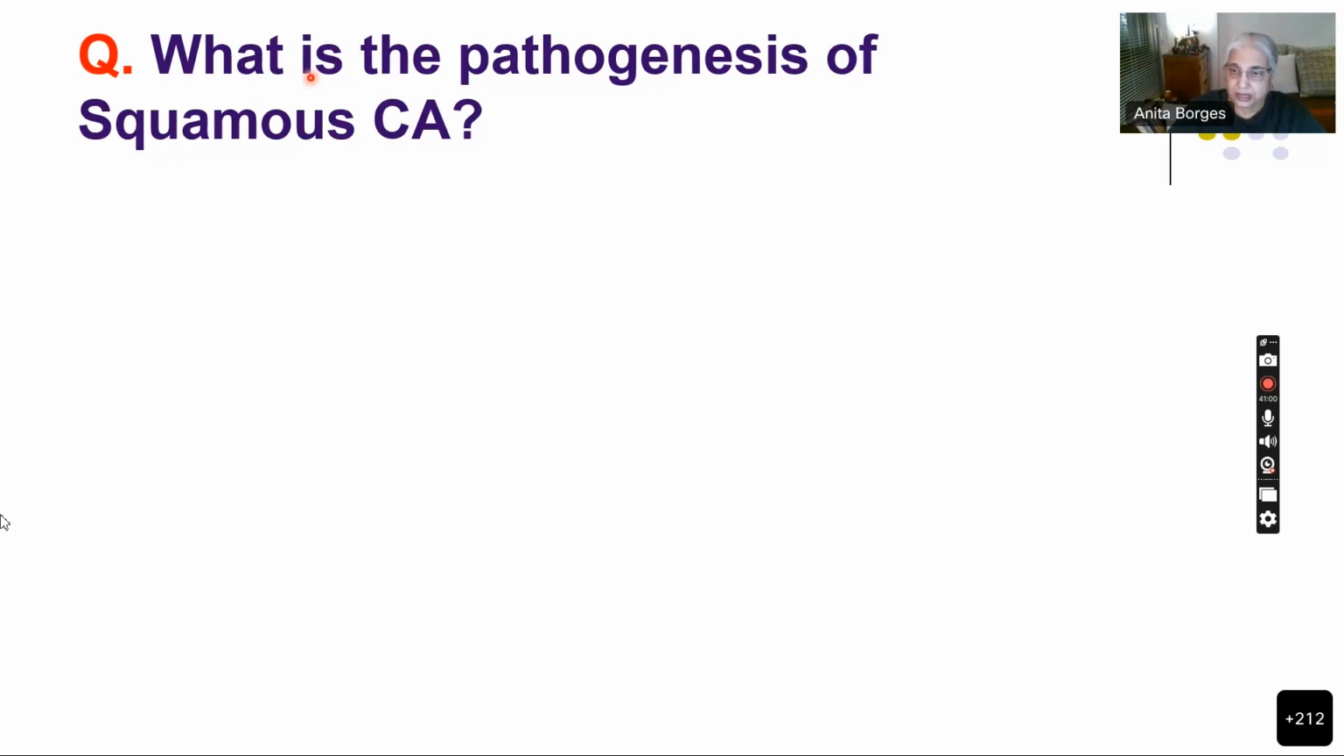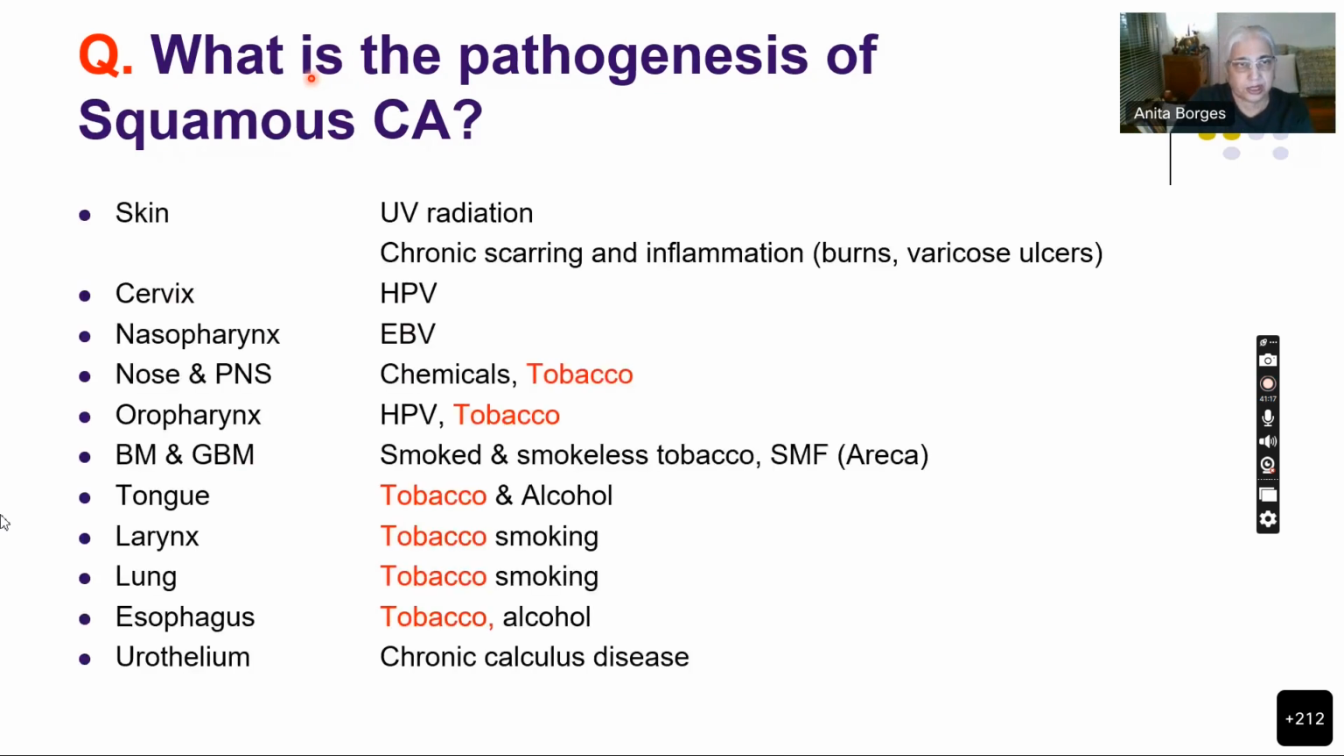Once you know the answer to these two questions, then for each of those etiologies, carcinogenesis occurs in different ways. Now if you want to look at the etiology, look at this. On the left-hand side are the places where squamous carcinoma occurs, and on the right-hand side is carcinogenesis.